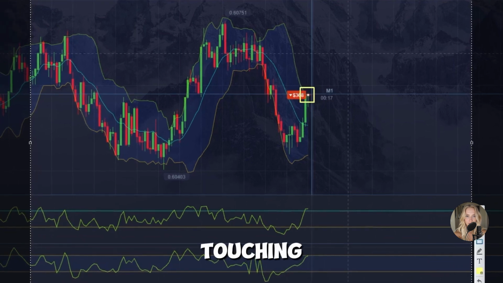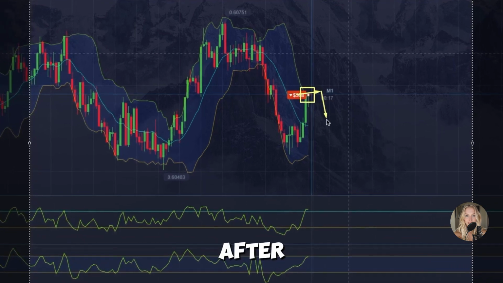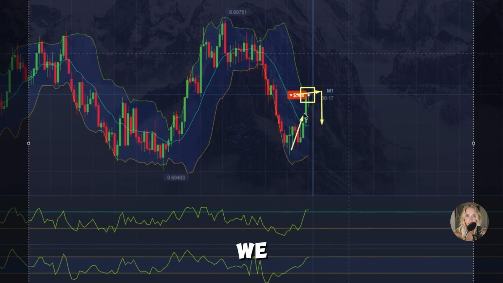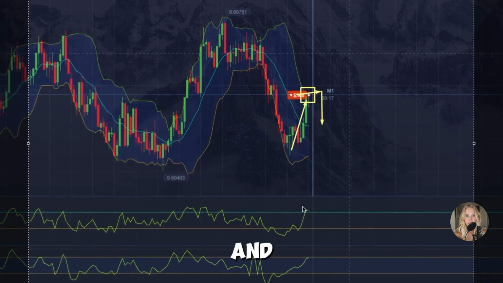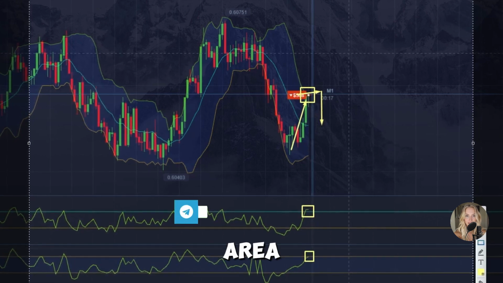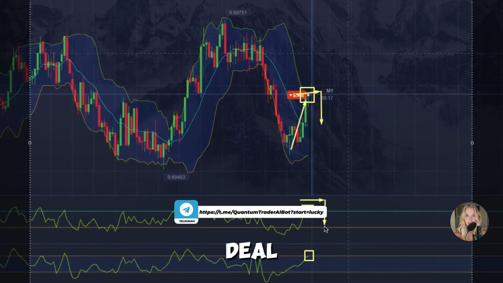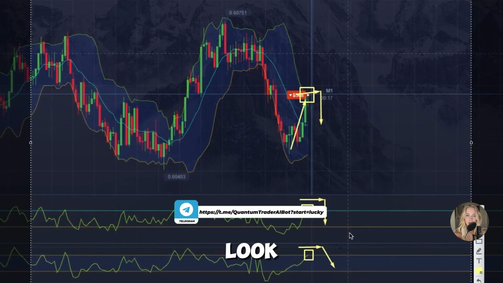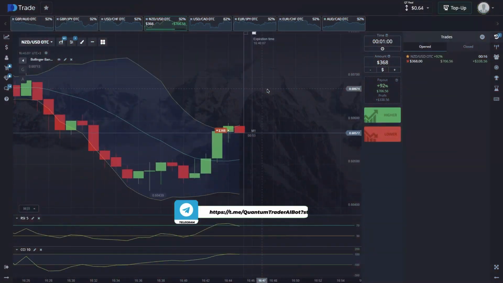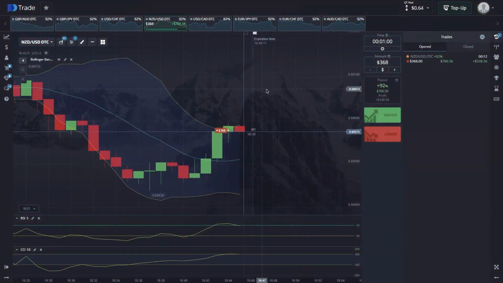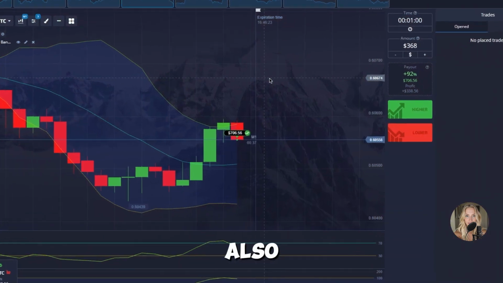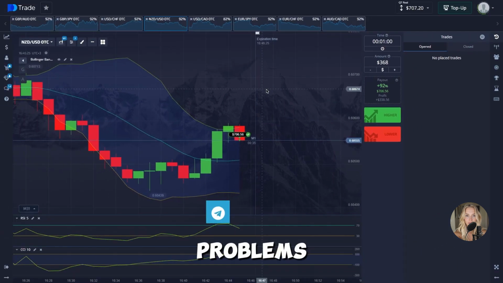Firstly, it is touching, forming a new price maximum after our price rollback, and we also continue to observe and want a breakout from the overbought area. That is why we are opening a deal to decrease here. Let's look at the result. And the deal also closes in A+ without any problems.